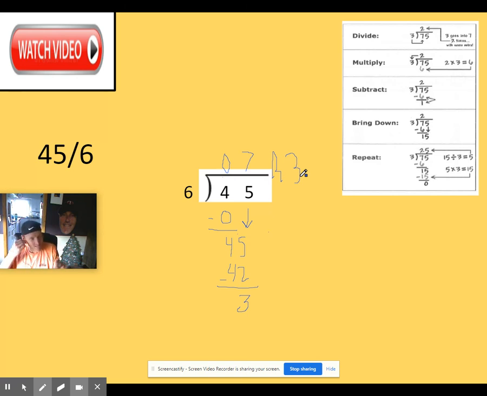This is not the same as 7.3. Okay, if you're using a calculator, it isn't going to work unless you have a very special calculator. Okay, 7.3 and remainder 3 almost always are not the same.